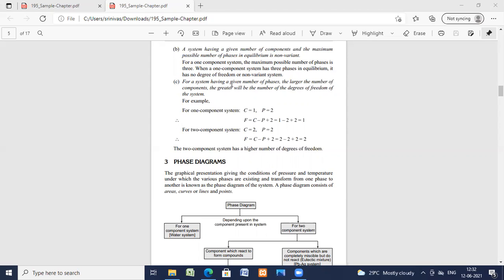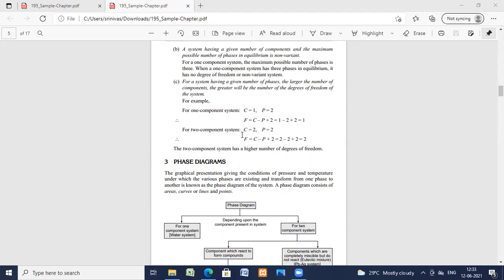For a system having a given number of phases, the larger the number of components, the greater the number of degrees of freedom of the system. Take a one component system, C is equal to 1, with 2 phases. The formula is F is equal to C minus P plus 2, which is 1 minus 2 plus 2, equal to 1. Therefore, for this one component system, F is equal to 1.